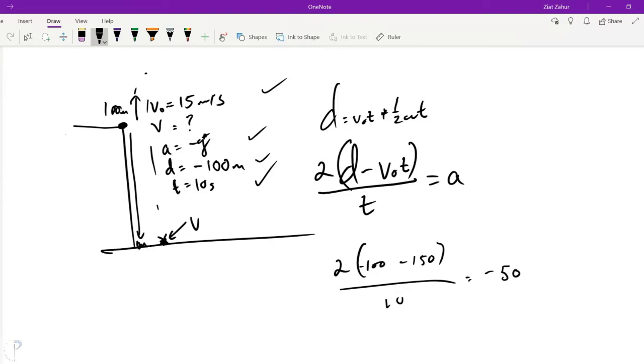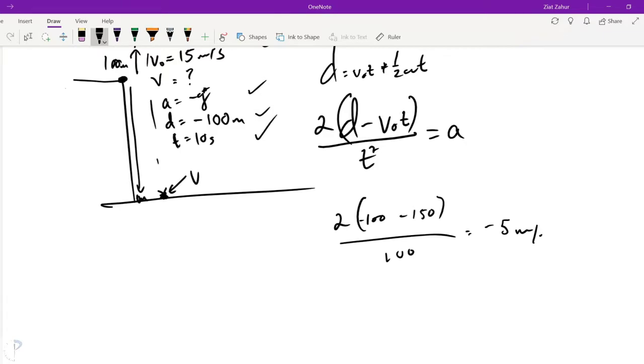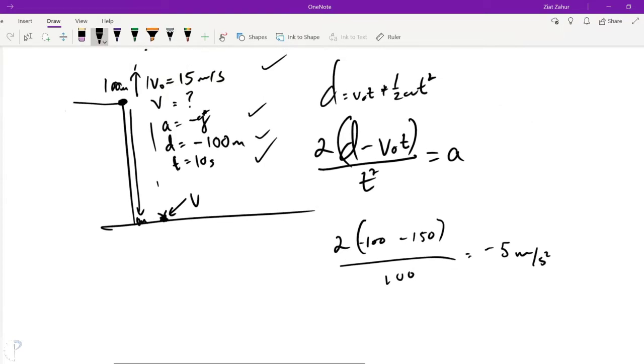Did I? Oh, I forgot the t squared. Very good. T squared. So that's 100. That makes more sense. 5. Yep. 5 meters per second squared. T squared. Oh, right here. v0 t plus 1/2 a t squared. Yeah, 50 g's is quite a lot.